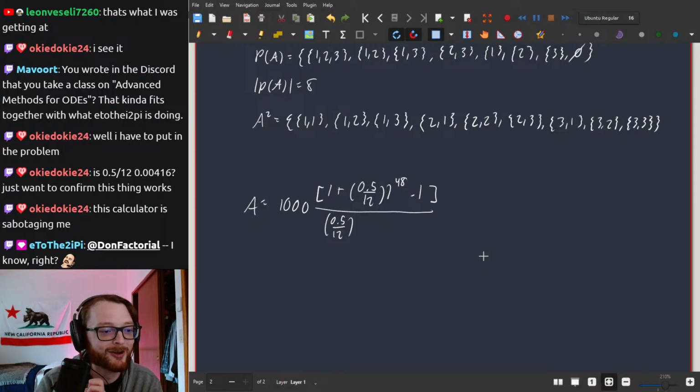Calculator sabotaging me. I'm sorry. Okie dokie. Hopefully, you're getting it to work better now.